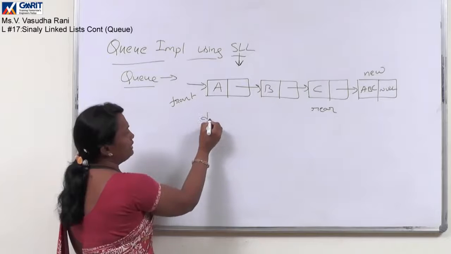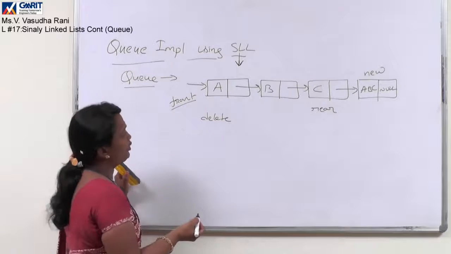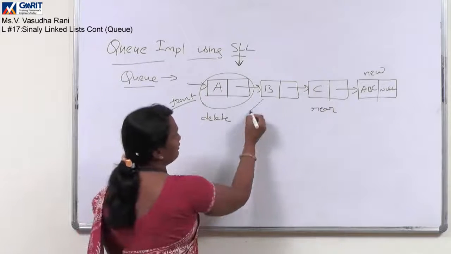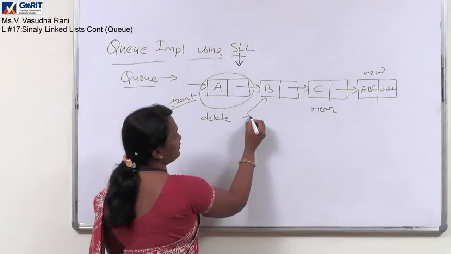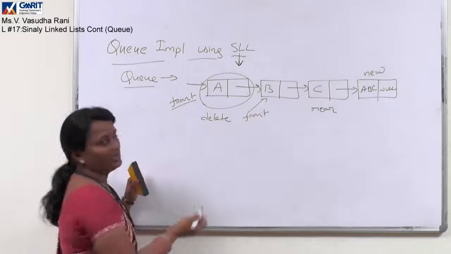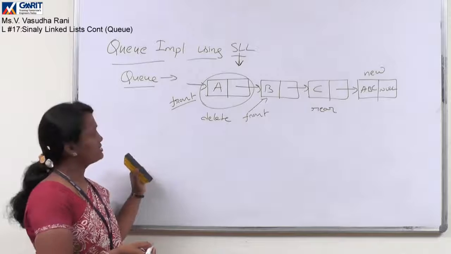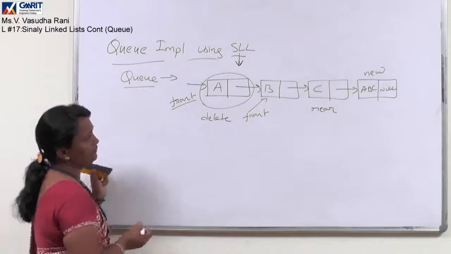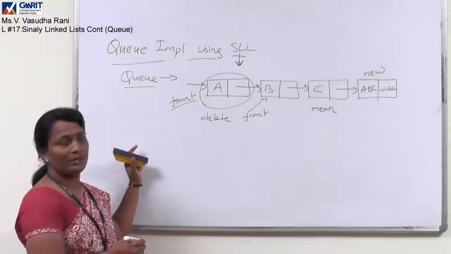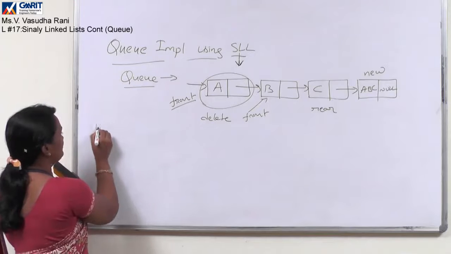And now if you want to delete a node, delete an element, it is possible through the front pointer. So this is the node you can delete, and after deleting this you have to make the next node referred with your front pointer. Like this you have to perform insertion and deletion operations on the queue with single linked list. But now let us see writing the code statements for the operations of queue using single linked list.